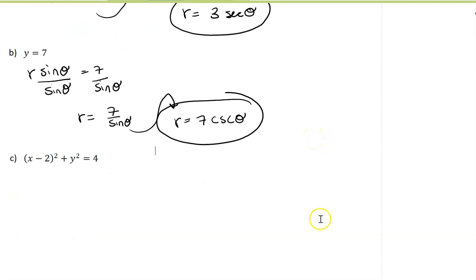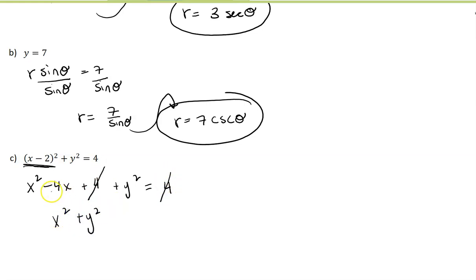Now with this one, I'm going to start by foiling out this square here. That'll give me x squared minus 4x plus 4 plus y squared equals 4. So now what I'm going to do, I'm going to cancel the two 4's. I've got x squared plus y squared, and I'm going to add 4x to both sides. So I get x squared plus y squared equals 4x. Now with one like this, I can write the x squared plus y squared as r squared, and the 4x as 4 times r cosine of theta.